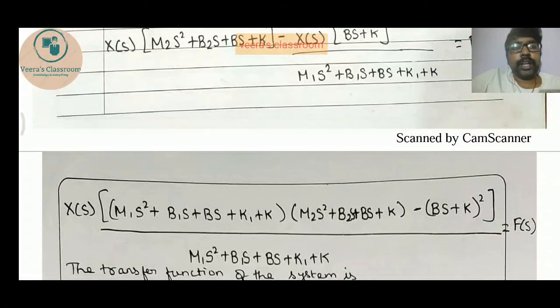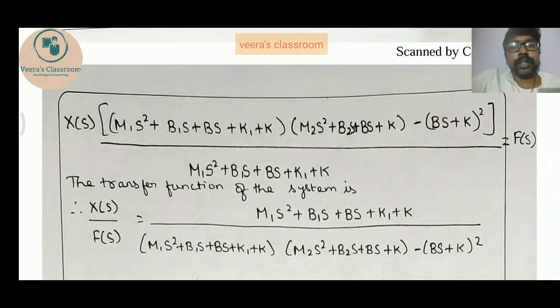We will move the right hand side term F(s) to the left hand side and make it a denominator, and we will move the entire bracket term to the right side. Our objective is to find X(s)/F(s), and we have found the value. X(s)/F(s) is equal to (m1 s² + b1 s + bs + k1 + k) divided by [(m1 s² + b1 s + bs + k1 + k)(m2 s² + b2 s + bs + k) minus (bs + k)²].